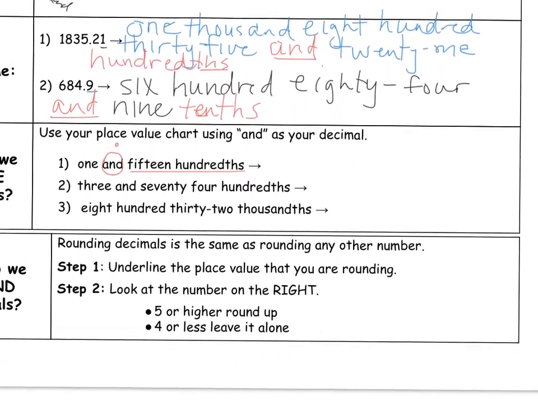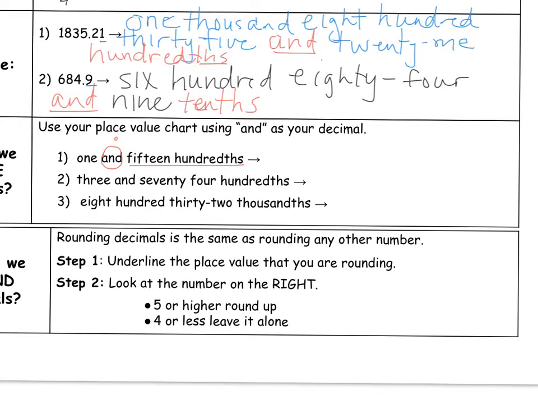So hundredths is 2. So I know there's a whole number, decimal, a tenths, and a hundredths. So that's going to be my number. And I'm just going to fill in the blanks. So 1, decimal, and 15 hundredths. So 15 hundredths. That's my decimal.